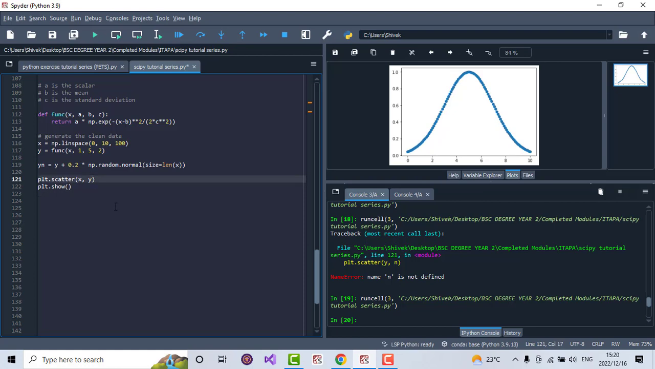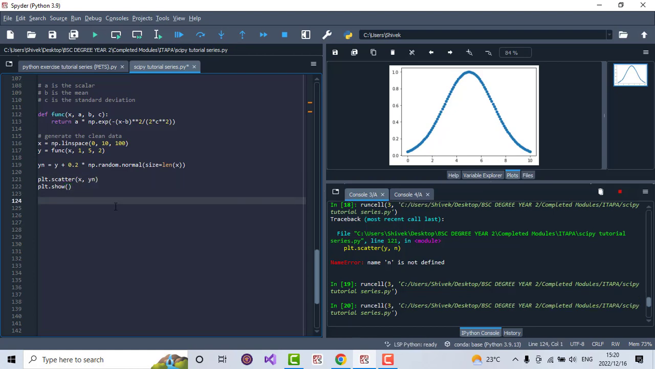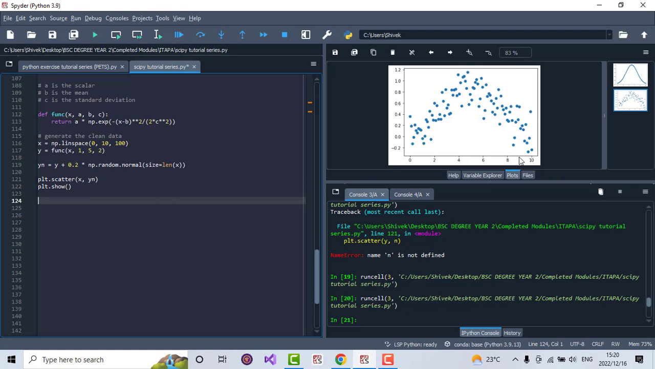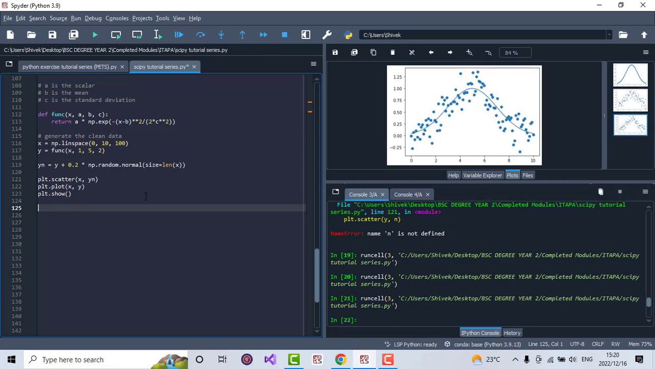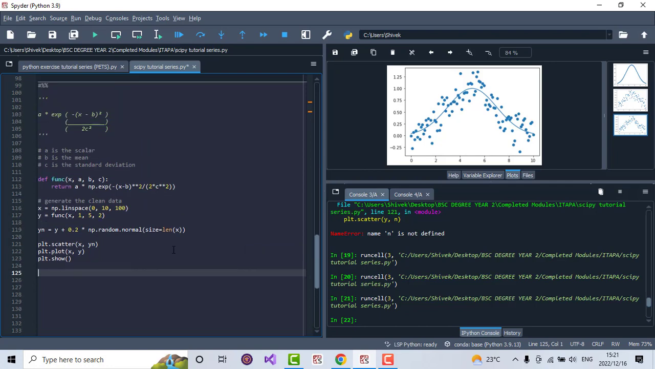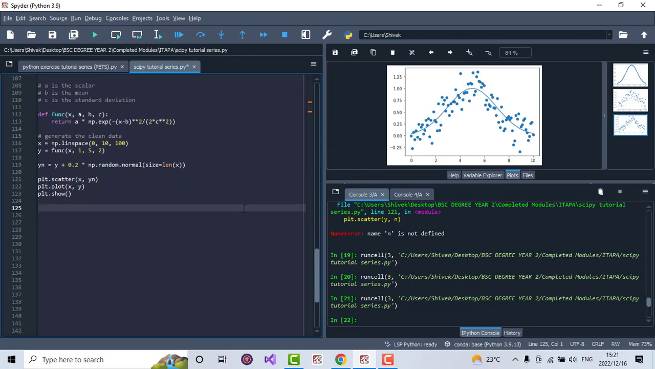Now if I change this to yn, the data points that had noise introduced to them, as you can see, it is now scattered all over the place. Now if I do a line plot of this, so let's do plt.plot within the noisy data. Let's bring back that perfect distribution in the form of a line graph. So this is what we have, as you guys can see. And I should reiterate, just to remind you, this is the Gaussian equation, the Gaussian distribution.